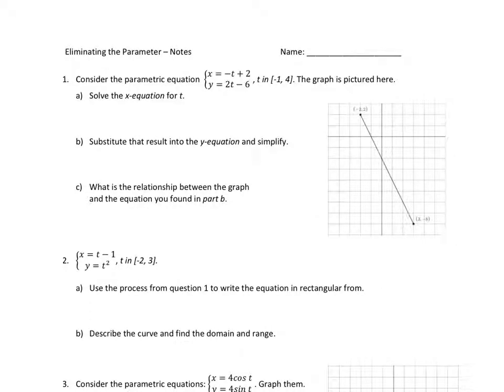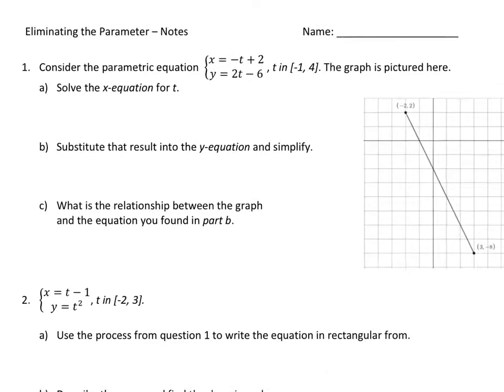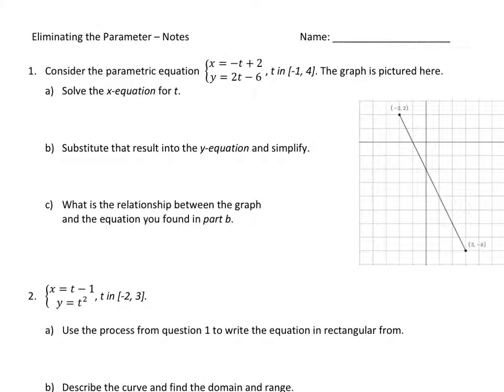In this lesson, we will learn how to eliminate the parameter. So basically, change from parametric to rectangular equations. So how do we do that for non-trigonometric equations like the equation in number 1? So the first equation is a non-trigonometric equation.